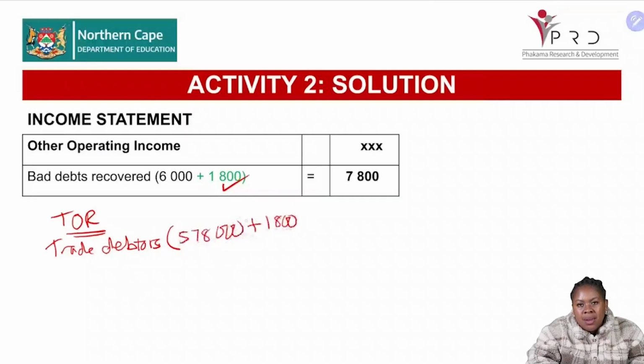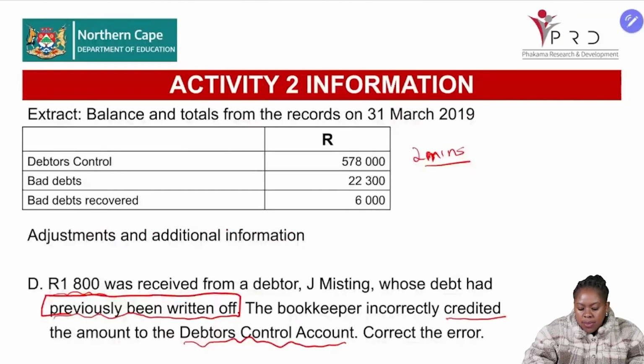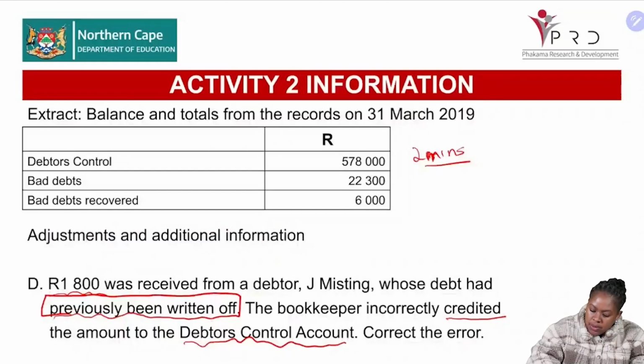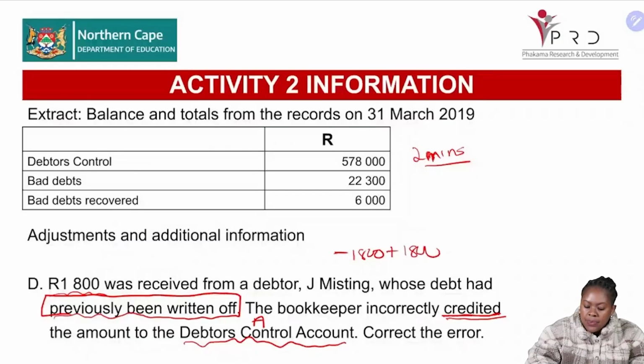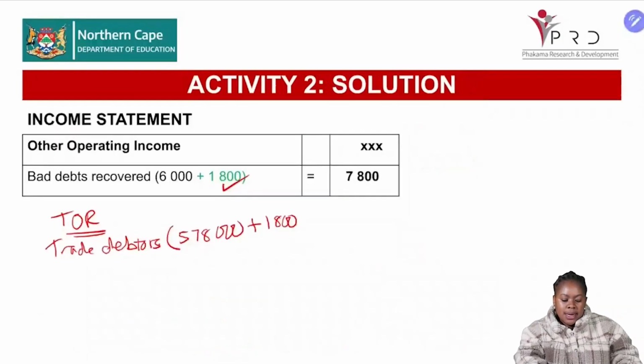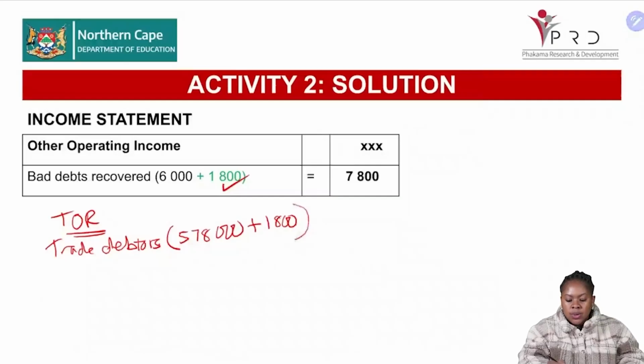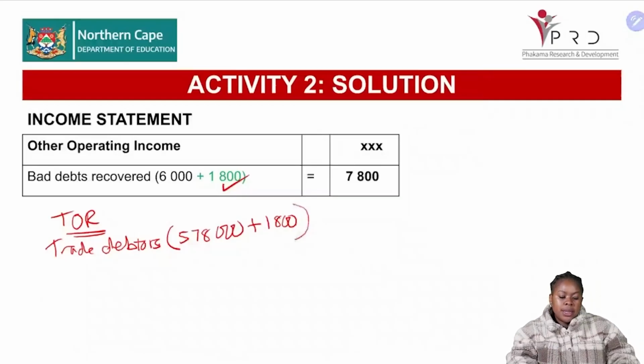Why? Because the bookkeeper credited it. If you read the additional information, it says that the bookkeeper credited it. So then what do we need to do? We need to add it back because credit means it's a negative. Remember, this is an asset. So she subtracted 1,800. We need to add back the 1,800. Okay, so that's how we're correcting that error. All right, so let us then look at the next aspect.